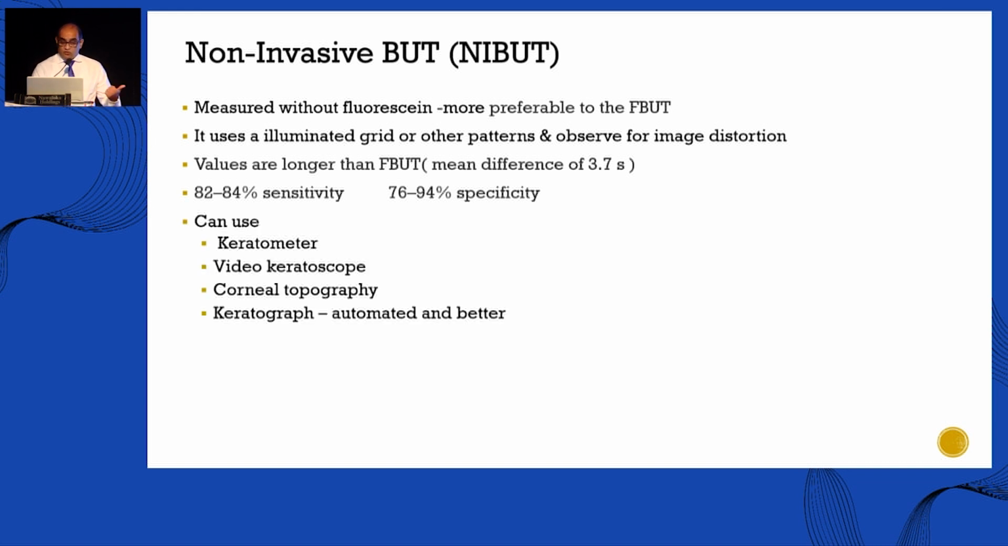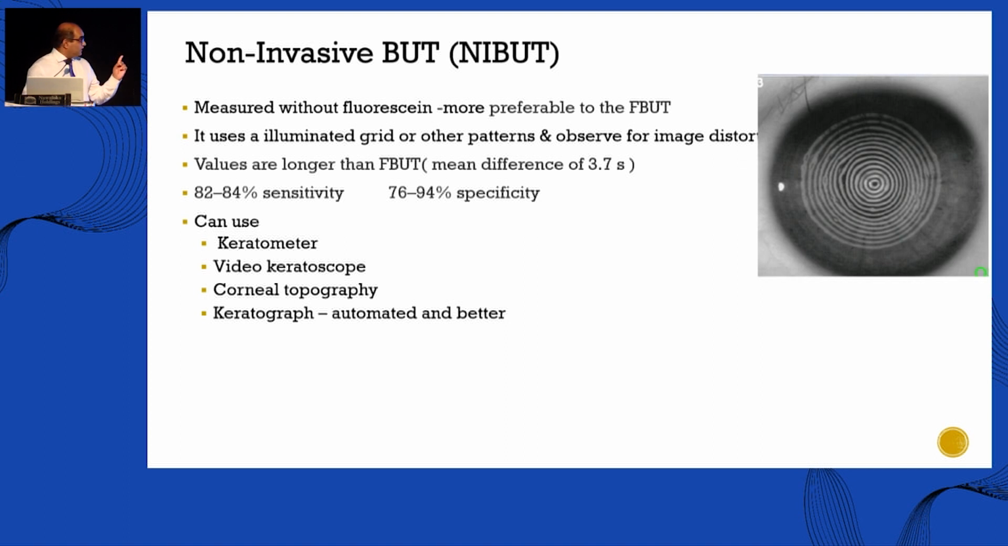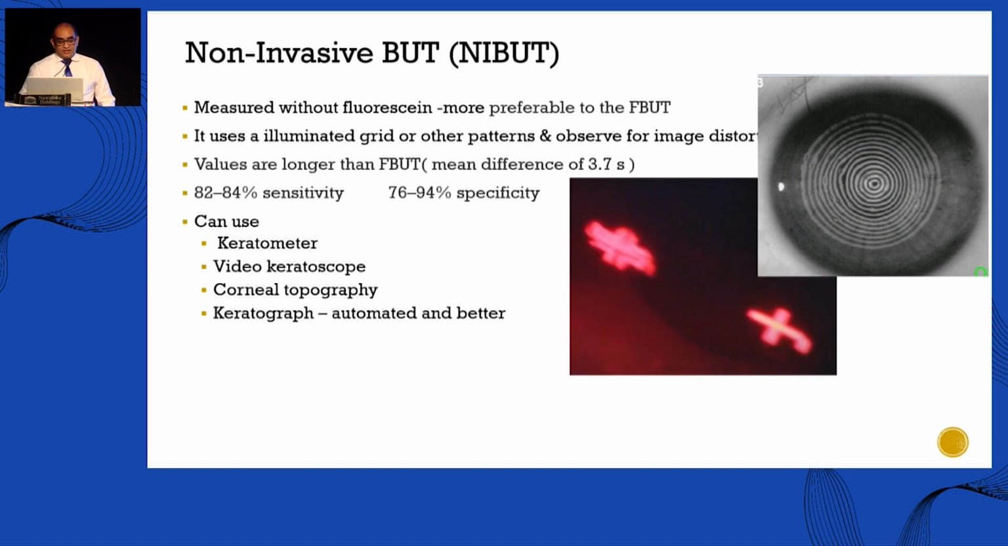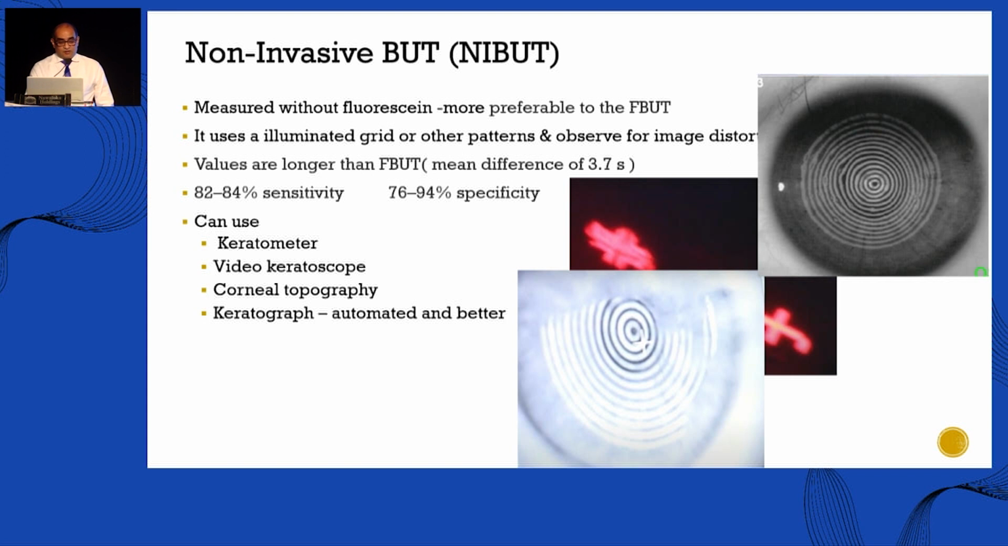We can use the keratometer, video keratoscope, corneal topography, and keratograph, which is the newest method, which is automated and not observer dependent, so it's more objective. And this is how the image is going to get distorted, and that time we take it as breakup time. Using the keratometer also, we can just use the keratometer mirrors and then detect the tear breakup time. And this is a video keratography picture.